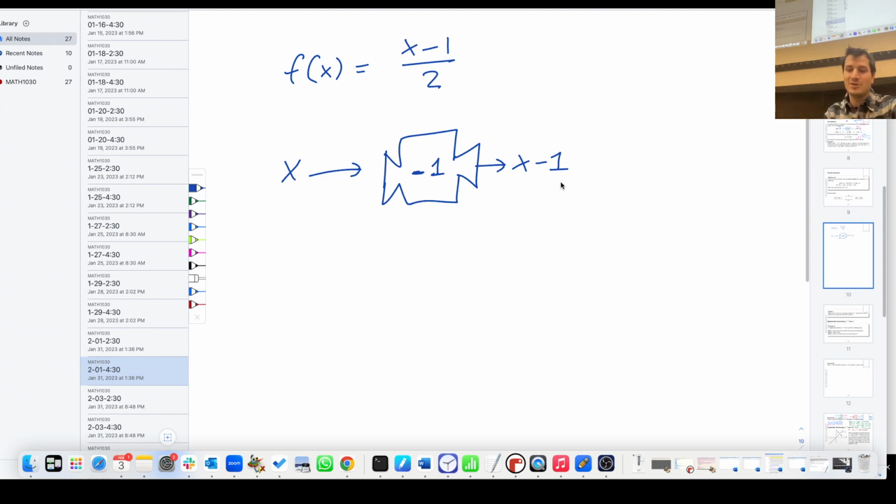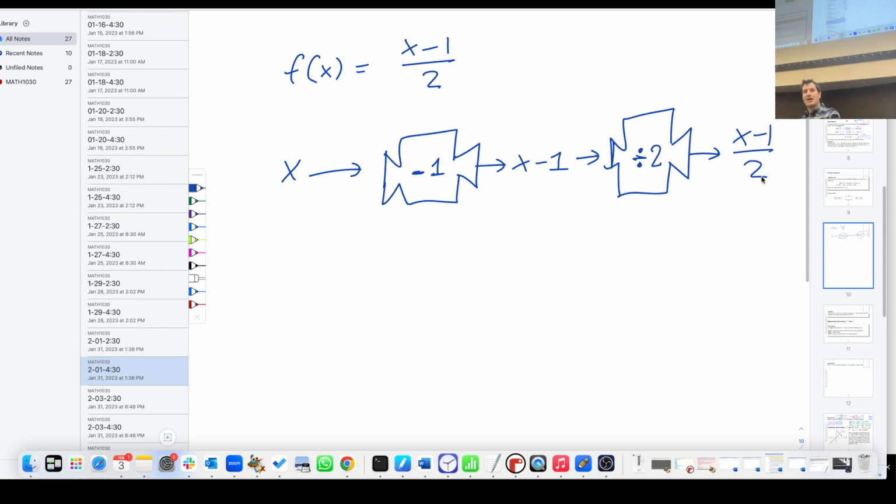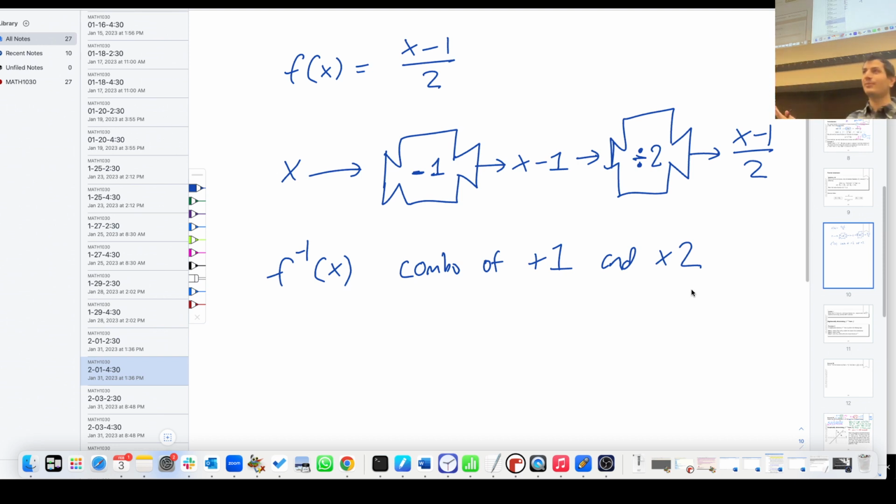No? Okay. So first you subtract 1, x minus 1, and then you divide by 2, and that gives you x minus 1 divided by 2. So the function we are looking at is a combination of subtracting 1 and dividing by 2. So of course the inverse, f inverse of x, is going to be a combination of plus 1 and times 2. Why? Well, if you want to undo subtracting 1, you add 1. If you want to undo dividing by 2, you multiply by 2. So of course, we're going to combine them somehow.